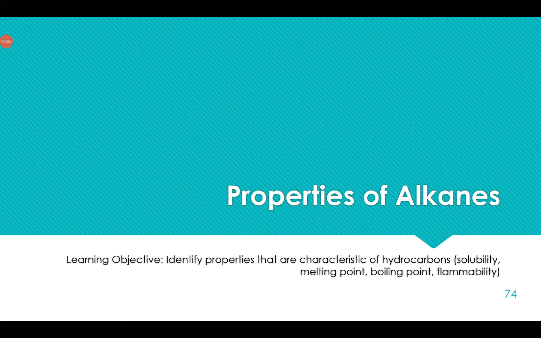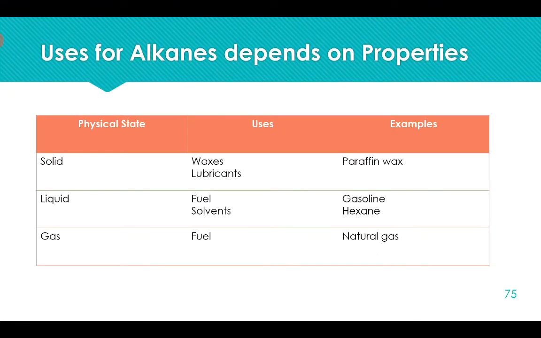In this video, we will be talking about the properties of alkanes. As with everything, you choose what it's going to be used for based on the properties it has. So for example, alkanes that are solid at room temperature are typically used as waxes or lubricants. Liquid alkanes are generally used as fuel or solvents, and alkanes that are gases at room temperature are typically used as fuel. So examples include paraffin wax for burning candles, and then gasoline and hexane and natural gas for fuel.